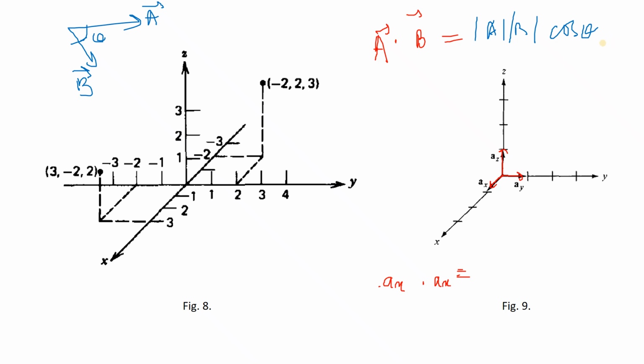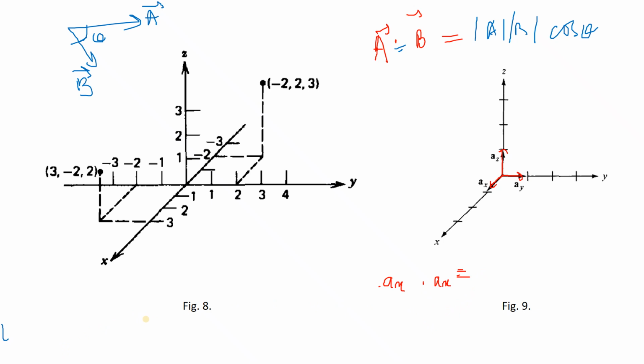Now tell me, will the result be a scalar or a vector? A scalar, sir. So the result will be a scalar, because dot product always gives you a scalar. Okay. So if you perform unit vector x dot unit vector x, what do you get? What will be the solution?